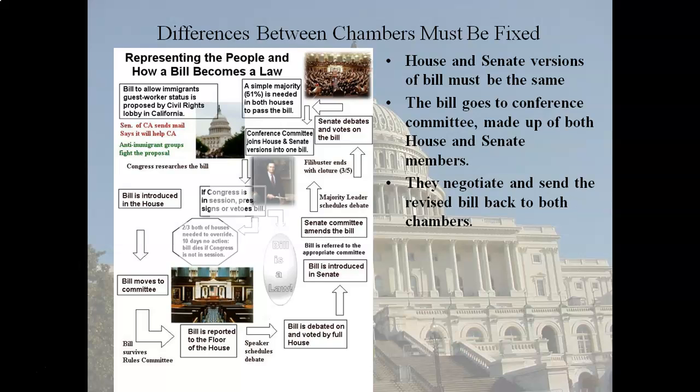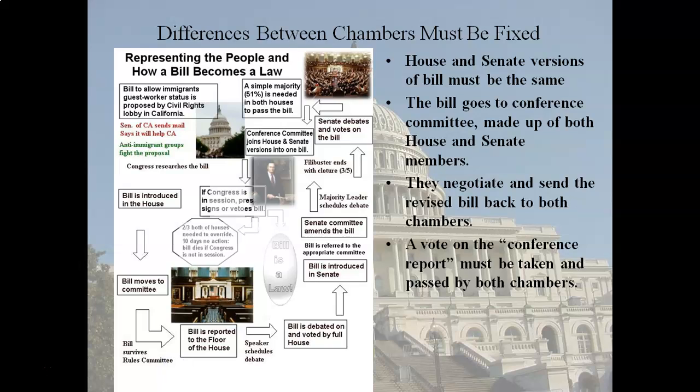Most bills, again, I want to stress, do not have to go through this conference committee process, but some do, especially bills that involve a lot of spending. Those are the types of bills that have to go to conference, and especially if you have a majority party in control of one chamber of Congress and a different party in charge of the other chamber, that's the kind of situation where you might get a conference committee requirement.